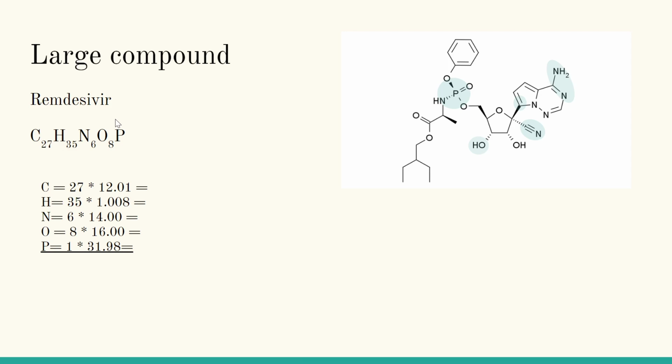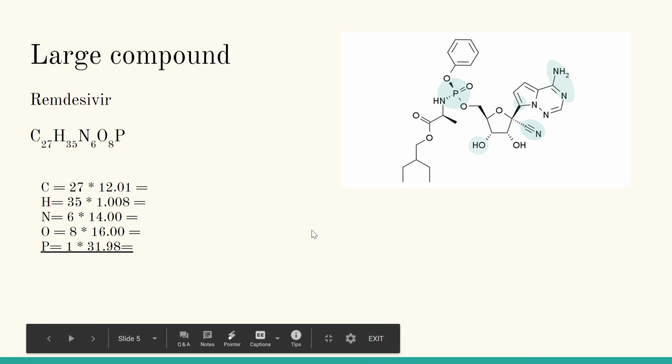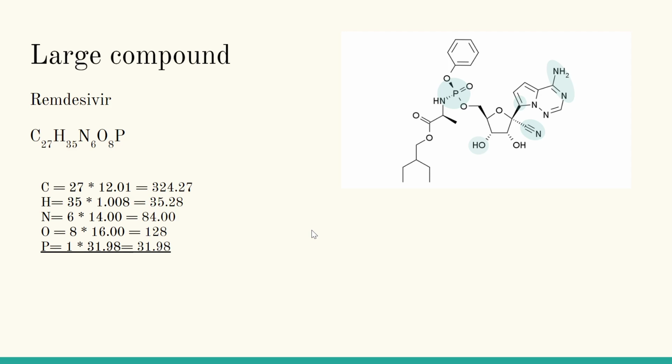So it will end up being set up the exact same way. It doesn't matter if it's a large compound, a small compound, it all ends up being the same thing. We're going to find out how many of each one that we have, and then we're going to go ahead and multiply it by its molar mass. When we do that, we get all of our relative masses, we add them together, and we get the molar mass for this compound.